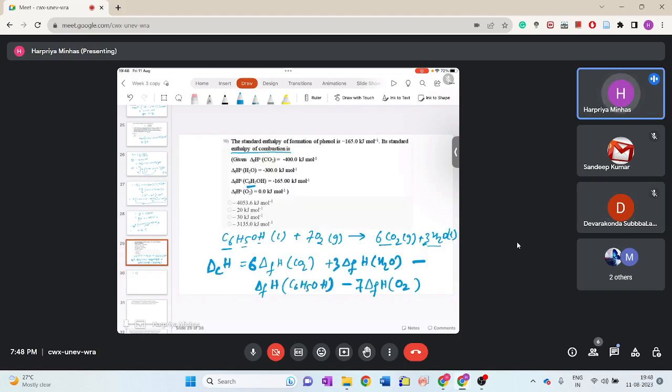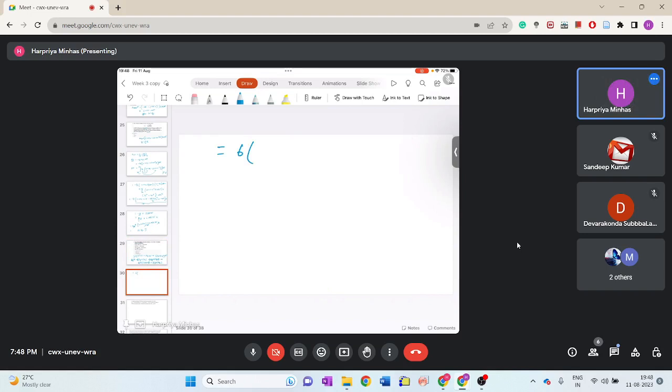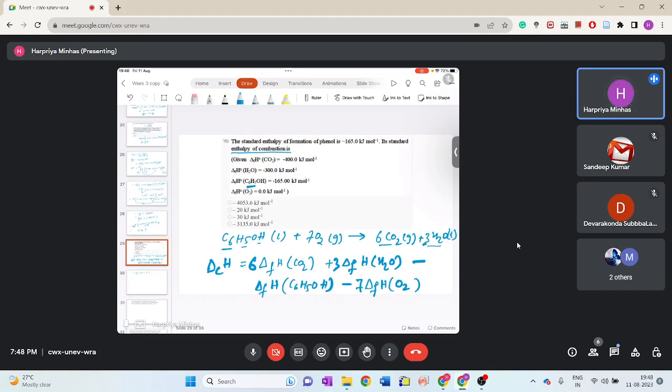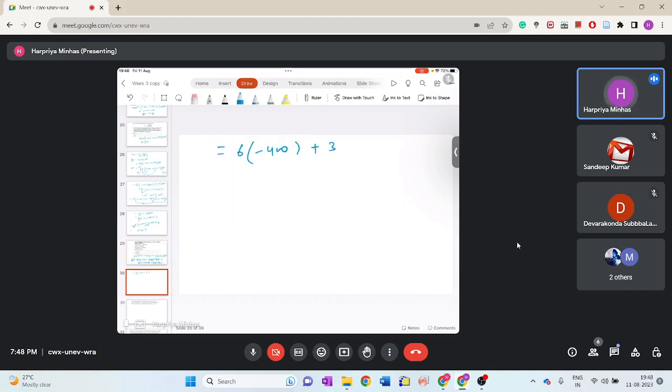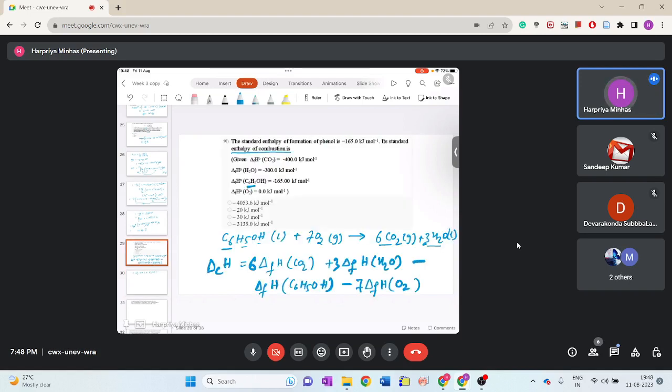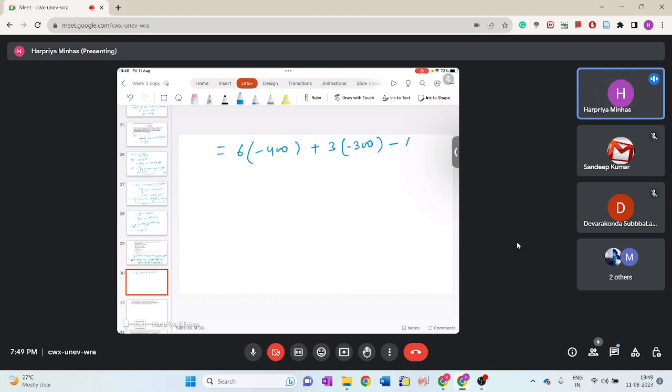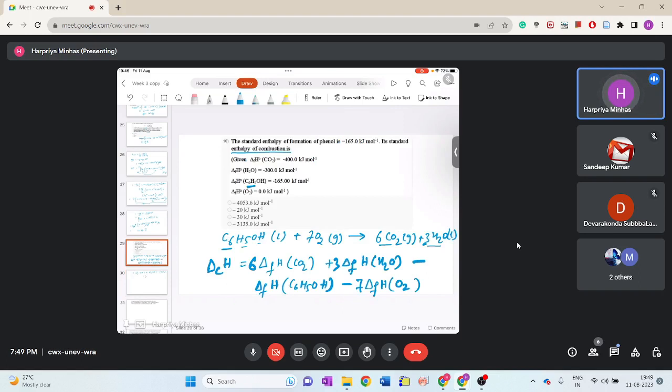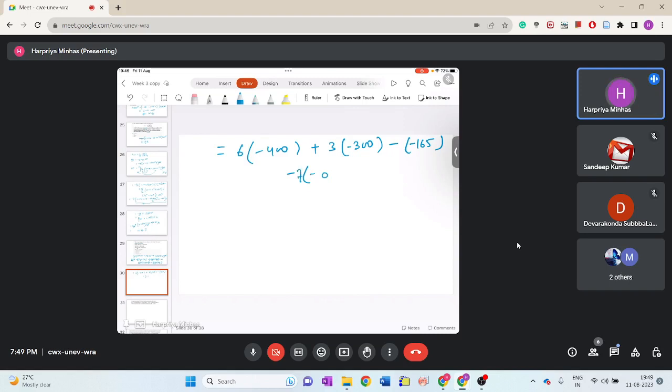for your CO2 is how much? 400 plus 3, this 3, and your water, how much water? 300 again, minus 300, and now subtracting your C6H5OH, how much? Minus 165, minus 165, and overall how much? And subtracting your 7 into oxygen, that is 0, so this will be 7 into 0, right?